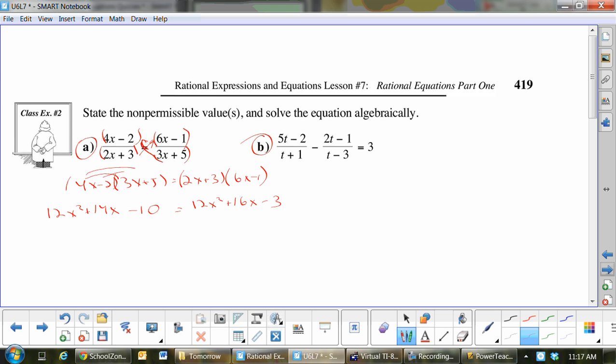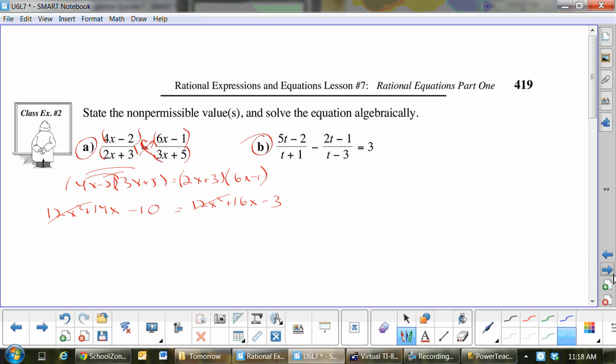Now, they were nicely in factors. Why do I have to go and FOIL them together? You got to FOIL them so now you can get those two sides together. Okay? Now, something really nice happens, and what's that? Yeah, the 12x squareds are gone because they are the same on each side if I minus 12x squared to both. Now I have 14x minus 10 equals 16x plus 3.